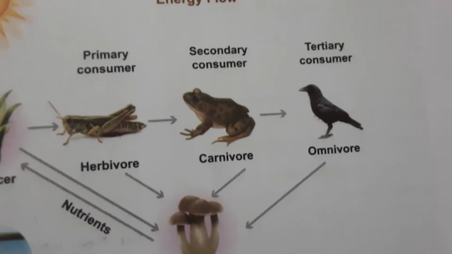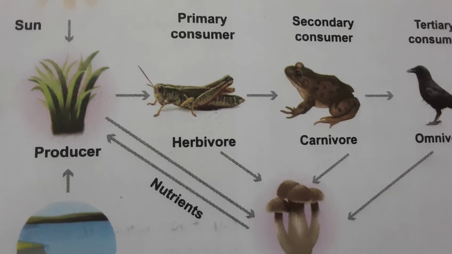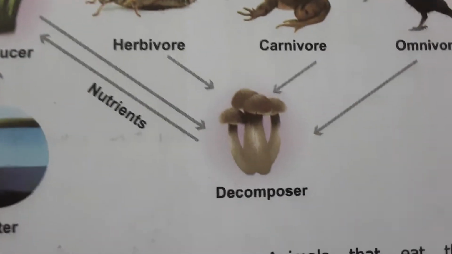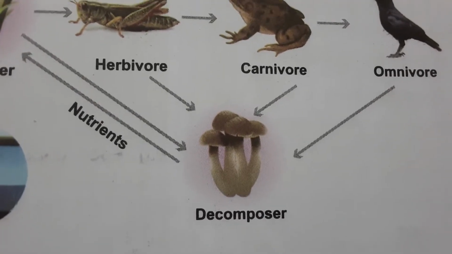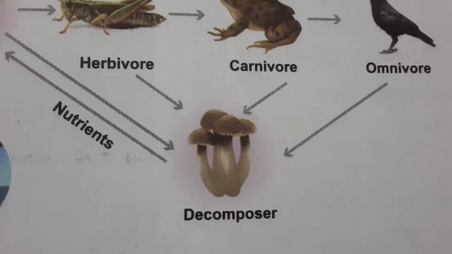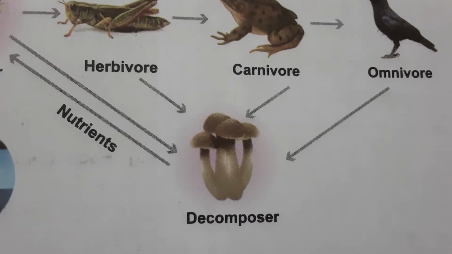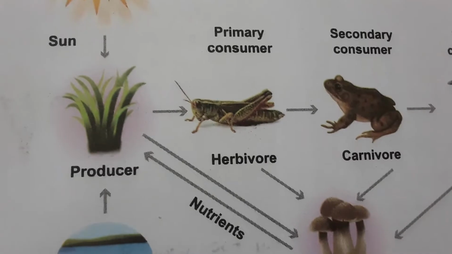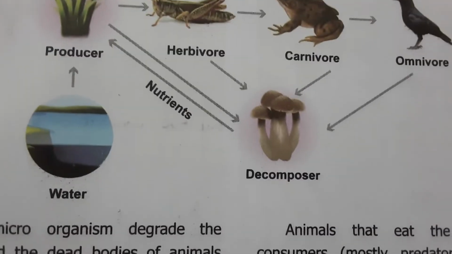Finally, all the primary consumers, secondary consumers, tertiary consumers, even the producers, all die. After they die, they are decomposed by bacteria or fungi. So finally the nutrients are decomposed by fungi or bacteria. They are known as decomposers. So once again, simpler molecules are formed by the process of decomposition. These simpler molecules are again absorbed by another plant, and in this way the energy flows through the system.